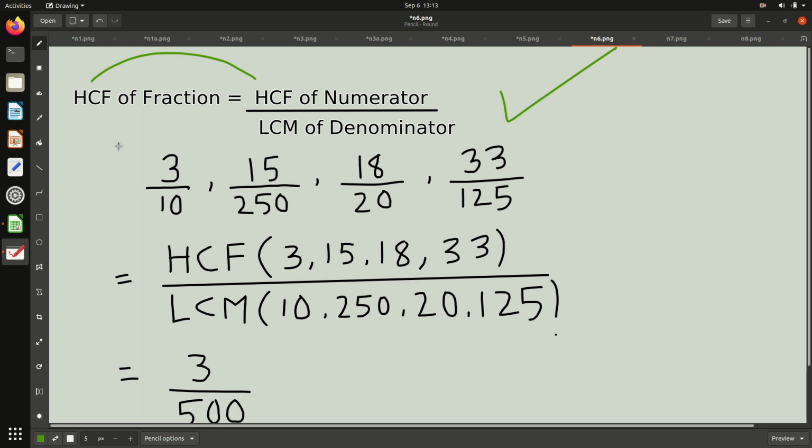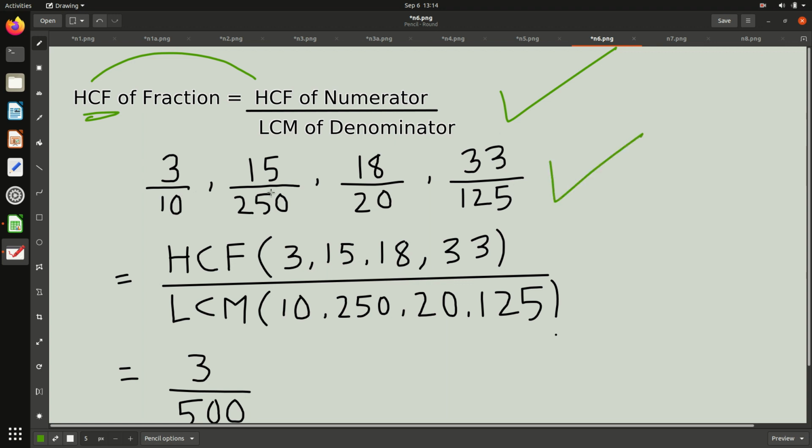And there is one more, you will get LCM. So in case of LCM, it is just the opposite. In case of LCM, it will be LCM of numerator, HCF of denominator. Just reverse. Okay. So remember these 2 things, it will help you. So for this question, we have to find HCF. So it will be HCF of numerator divided by LCM of denominator.